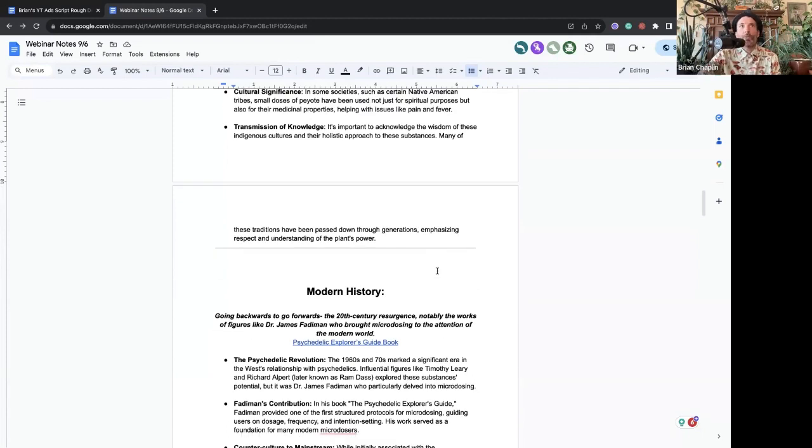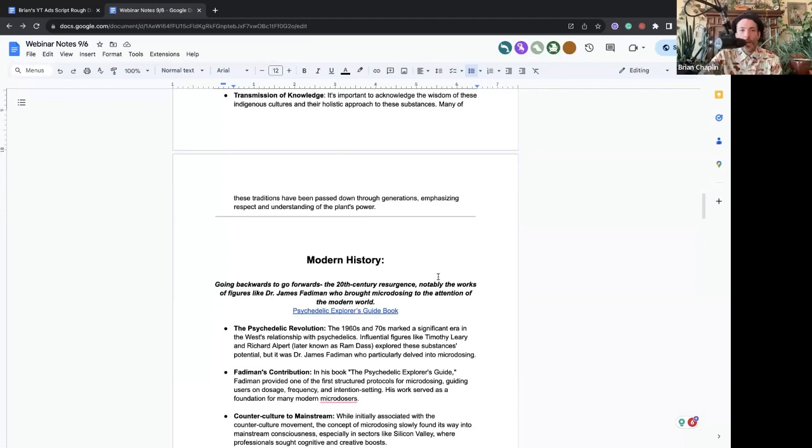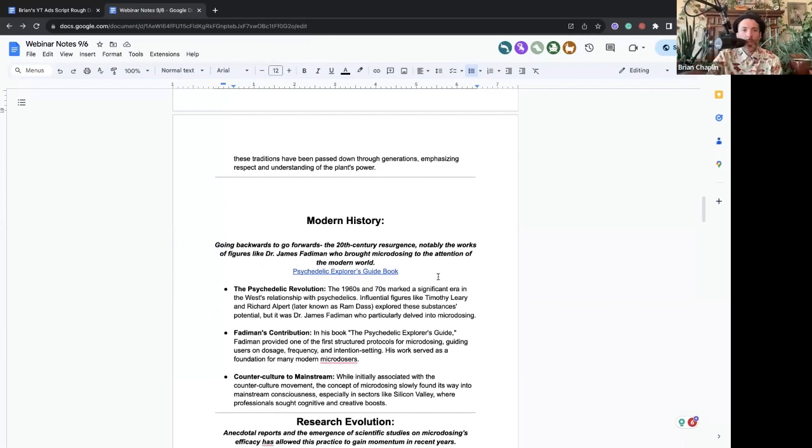Transmission of knowledge, my favorite, right? We just talked about that. You cry, don't squat, just cry. Transmission of knowledge. Many traditions have been passed down through generations, emphasizing respect and understanding of the plant's power. So every one of these plants, whether it's oolong, echinacea, brahmi, ashwagandha, turmeric, catnip, valerian, licorice, hawthorn berry, all the things, they all have their own individual spirits of the plant, and they're going to resonate with the spirit of your own body. So it's important to develop relationships with these plants.